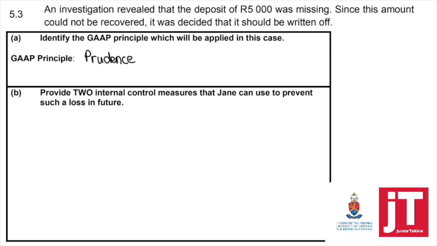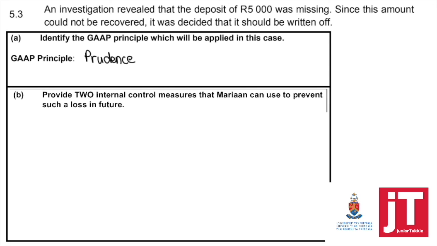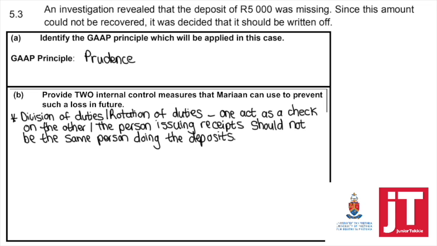5,000. So question B says, provide two internal control measures that Marianne can use to prevent such a loss in the future. So one, division of duties, but elaborate on that. Don't just write division of duties or rotation of duties. One acts as a check on the other. The person issuing receipts should not be the same person doing the deposits.